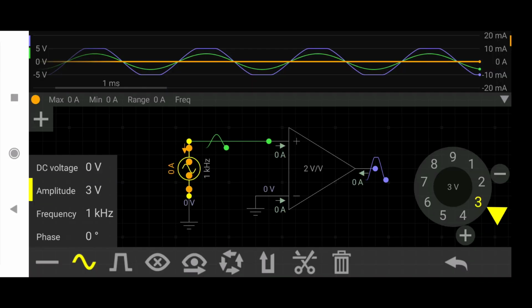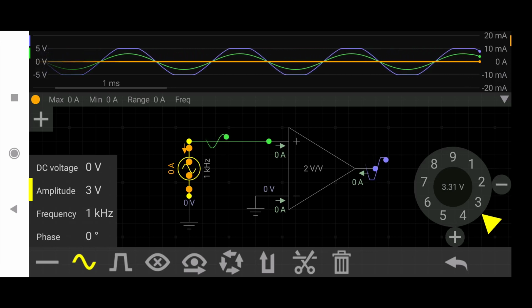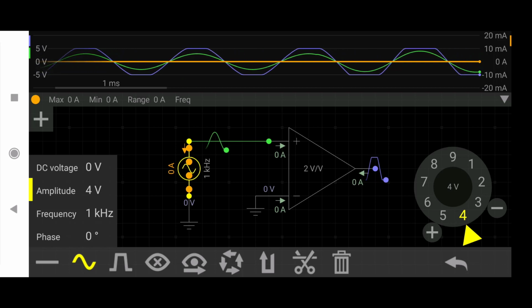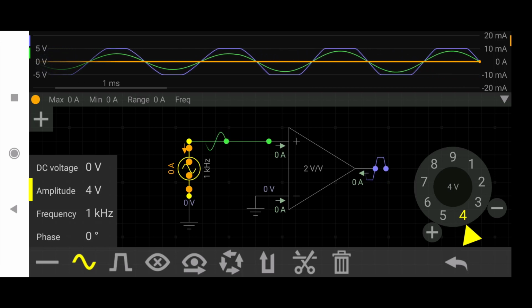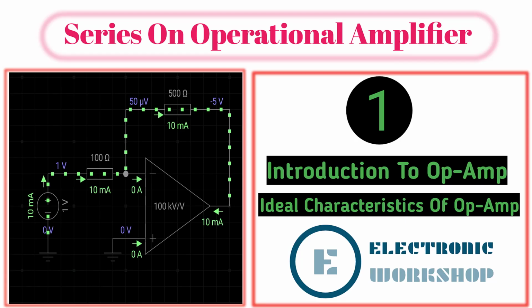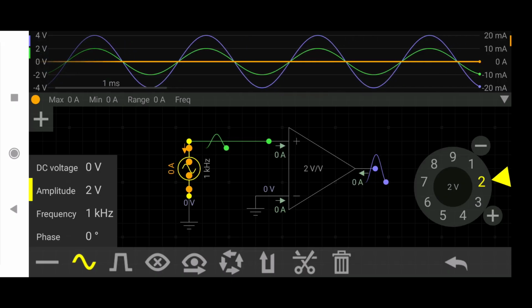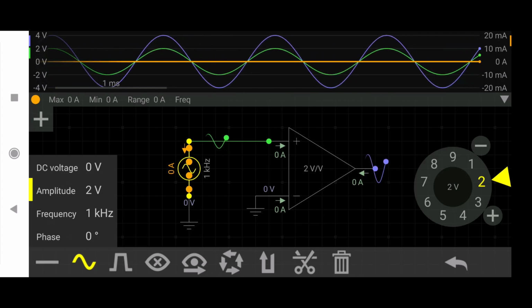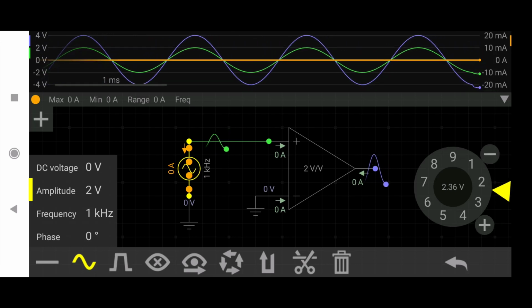Today in this video we are going to learn about operational amplifier. I am planning to make a complete series on this topic, operational amplifier. This is the first video of our OpAmp series where we will be talking about introduction to operational amplifier and deal with characteristics of ideal OpAmp. In the coming video we will go in detail about OpAmp along with their practical examples.